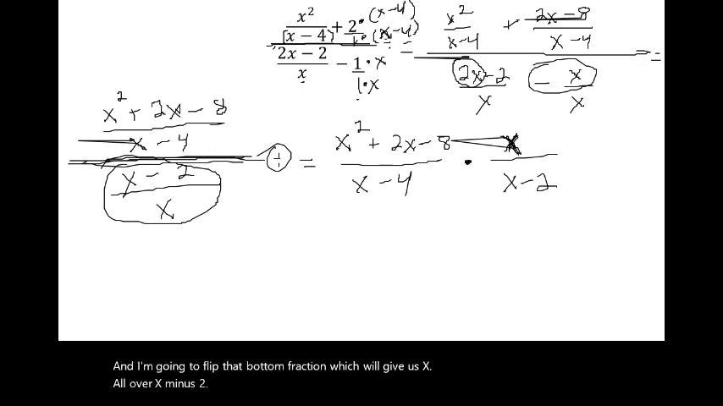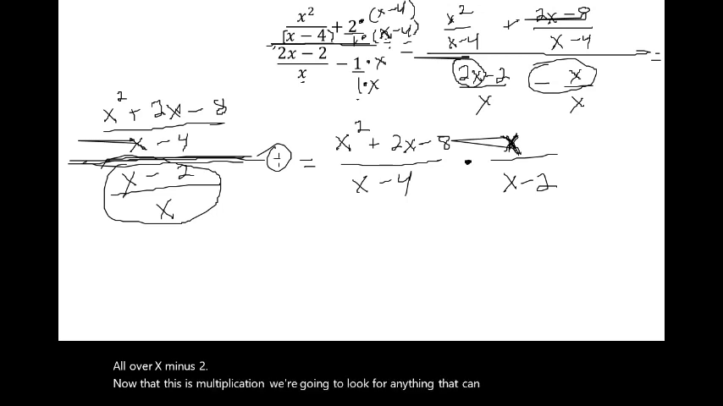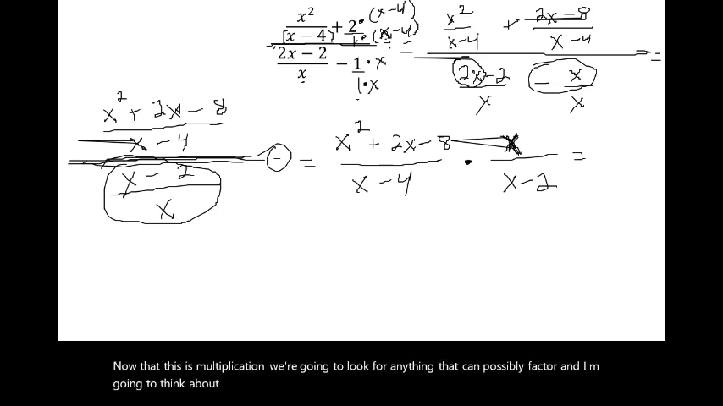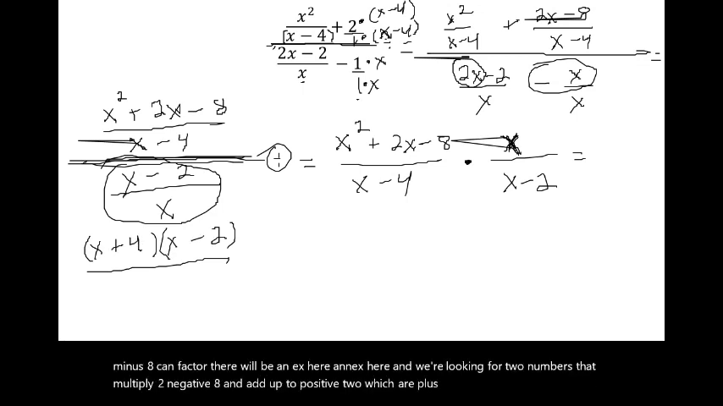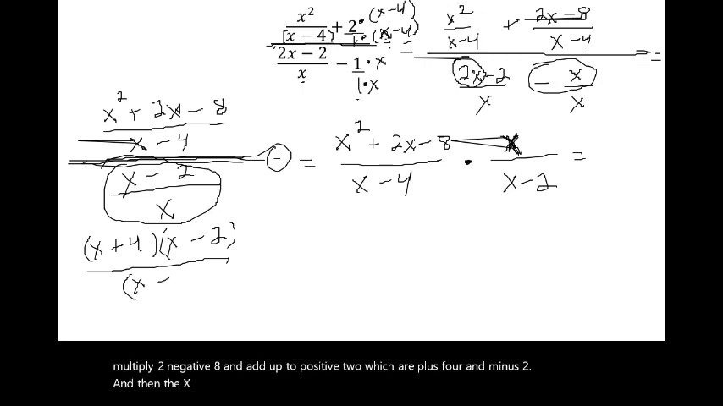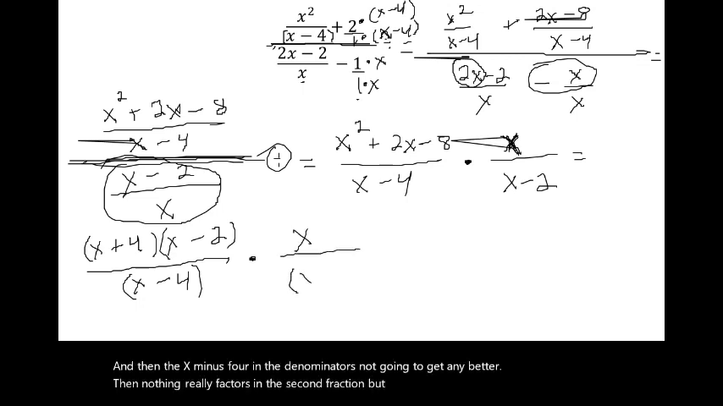Now that this is multiplication, we're going to look for anything that can possibly factor, and I'm going to think about trying to cross-reduce and cancel out common factors. So x squared plus 2x minus 8 can factor. There will be an x here and an x here. And we're looking for two numbers that multiply to negative 8 and add up to positive 2, which are plus 4 and minus 2. And then the x minus 4 in the denominator is not going to get any better. Then nothing really factors in the second fraction, but I am going to put parentheses around the x minus 2.